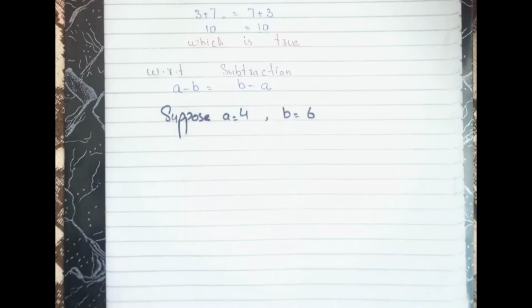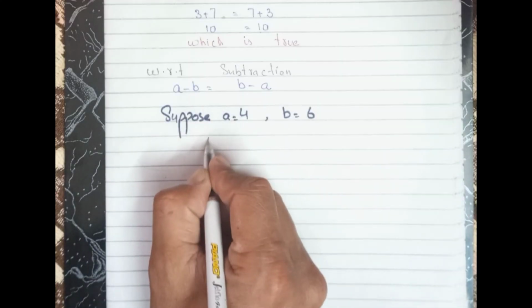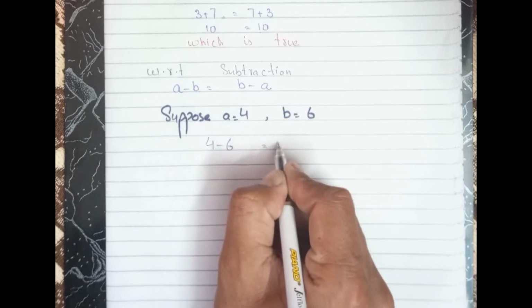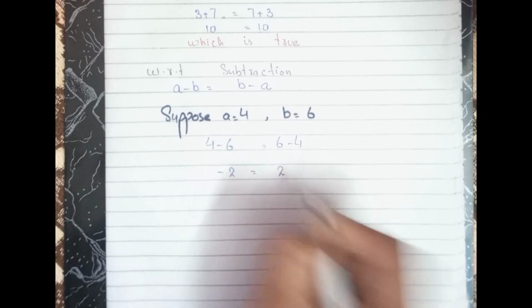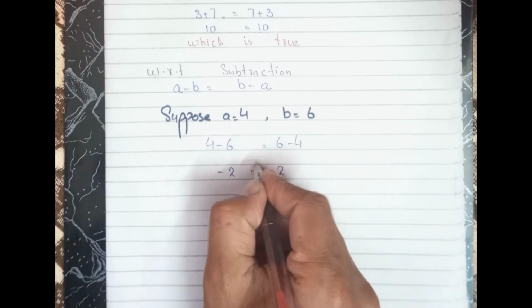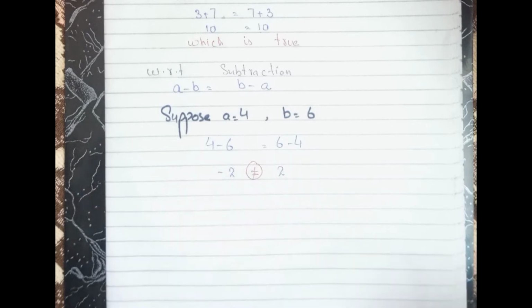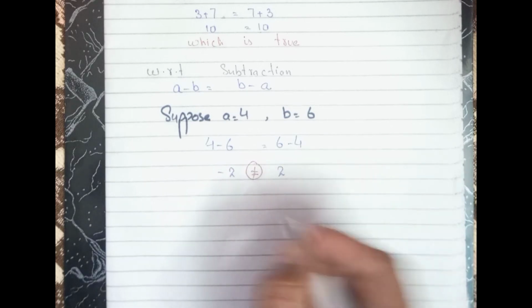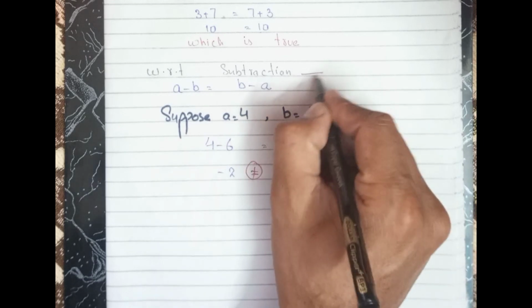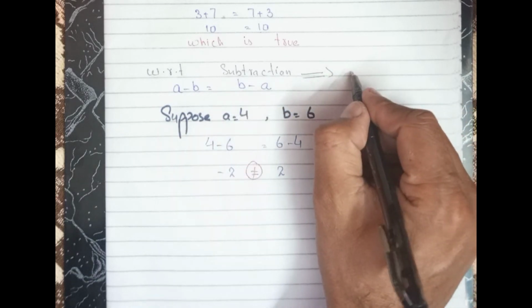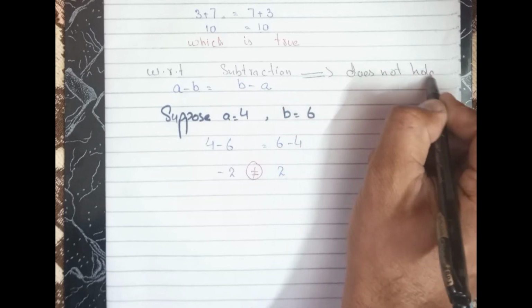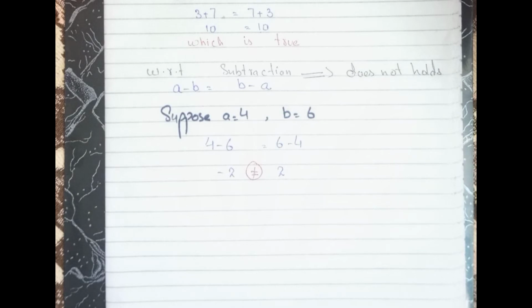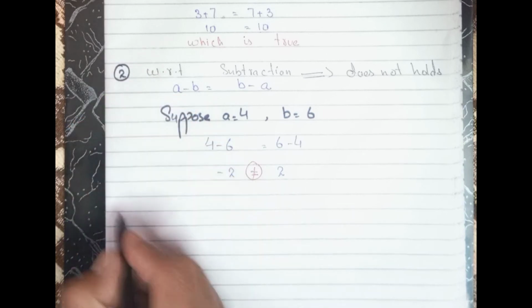Now, if we subtract them, that is A minus B, which is equal to 4 minus 6, and B minus A, which is equal to 6 minus 4, minus 2 cannot be equal to plus 2. This is not true. Thus, it doesn't hold. Commutative property with respect to subtraction does not hold. Now we will discuss this property with respect to multiplication.